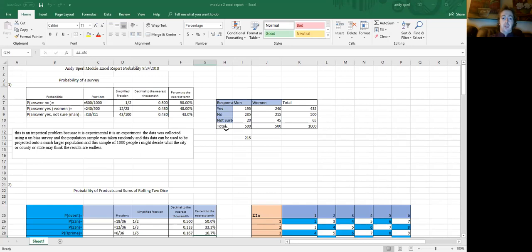Now if you add the totals together, the total of men is 500, plus the women is 500. And if you add those two together, you get 1,000.